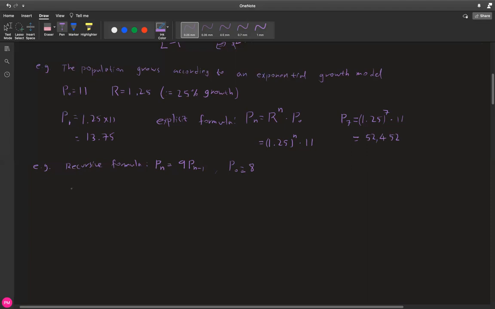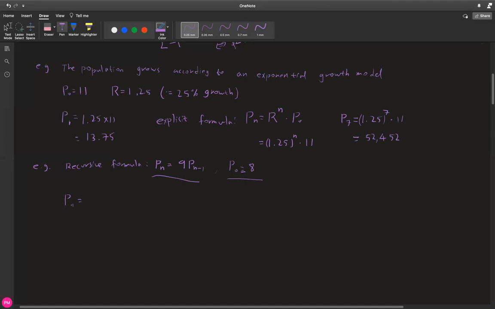Then how do you find, so given these two pieces, you do not know the explicit formula, you're just given the recursive formula and the initial population. How do you find the second generation, the population after one generation?